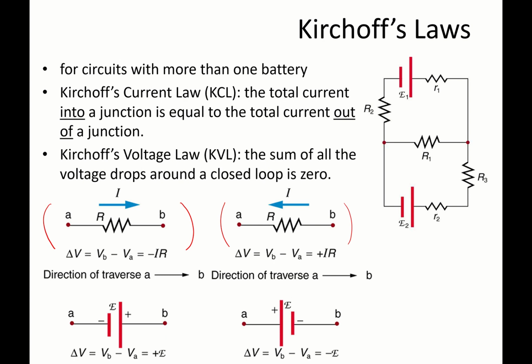And for the battery, it's a little bit simpler. So now look at the pictures on the bottom. If I go from A to B, and I go from the negative towards the positive terminal of the battery, then it's a positive voltage. If I go now in the picture on the bottom right, I go from A to B, I go towards the negative, then it's a negative voltage drop. So remember, when you look at the picture, the negative terminal is the shorter one, the positive terminal is the longer one. If you go towards the positive terminal, it's positive. If you go towards the negative terminal, it's negative.